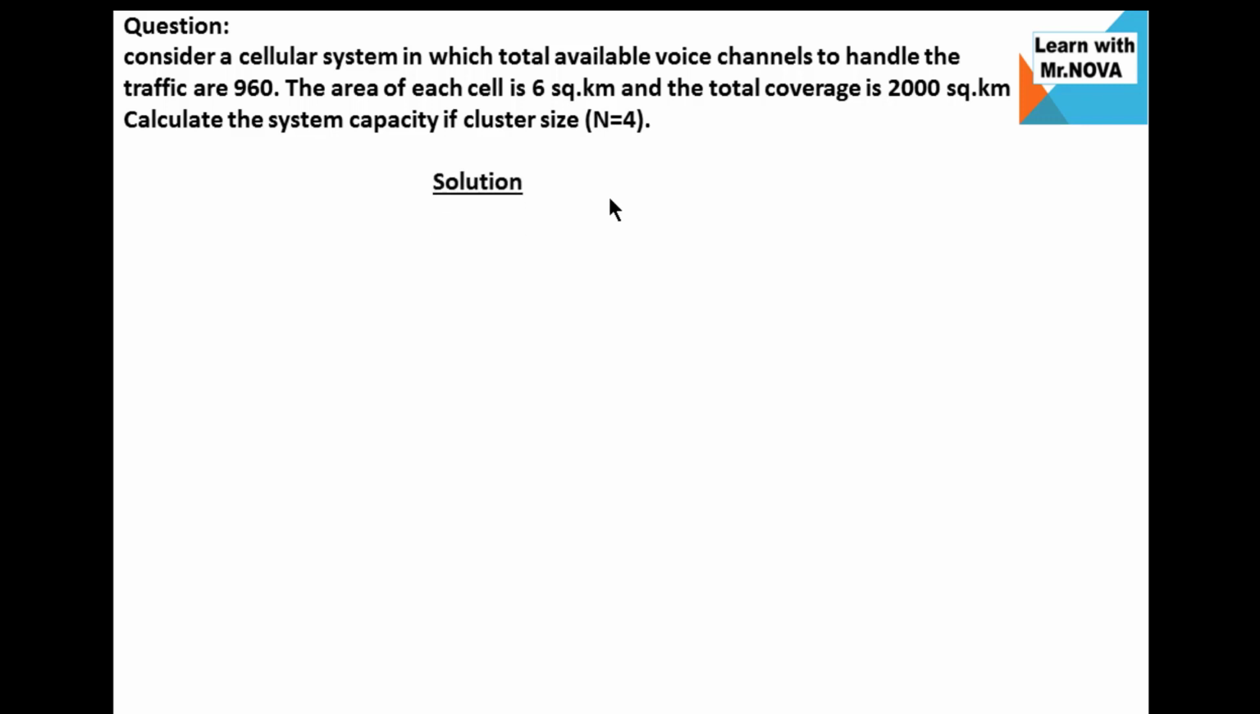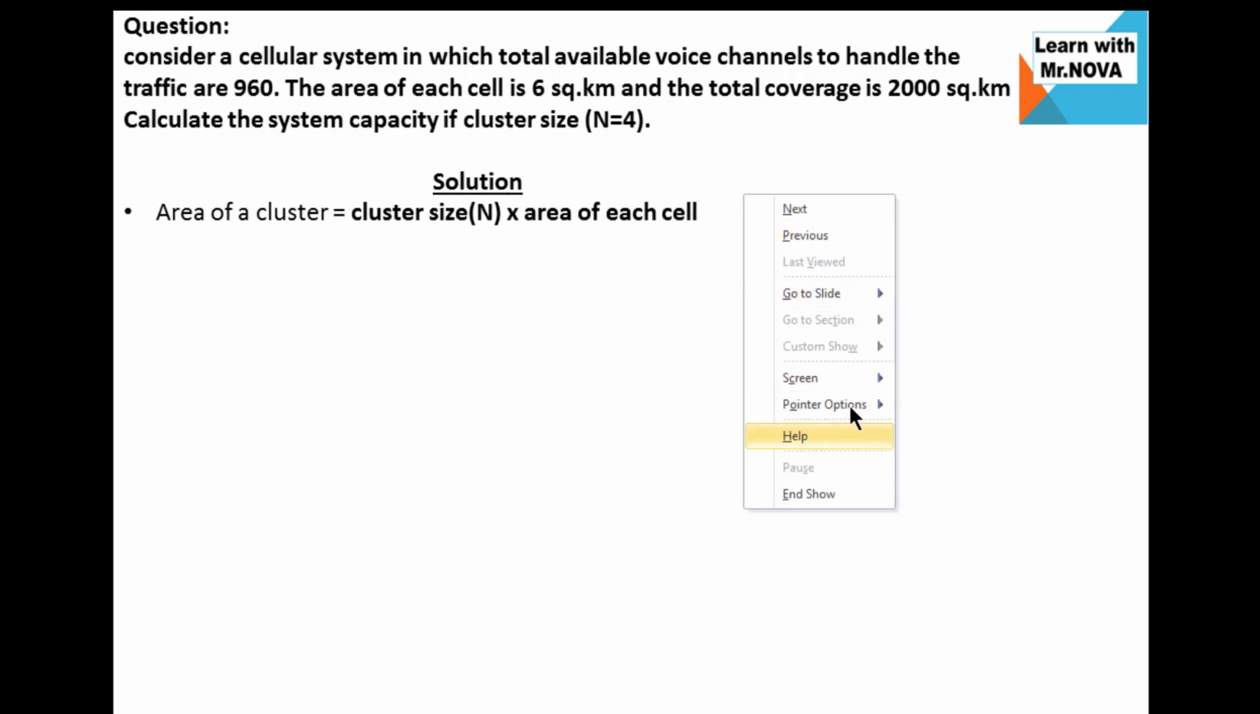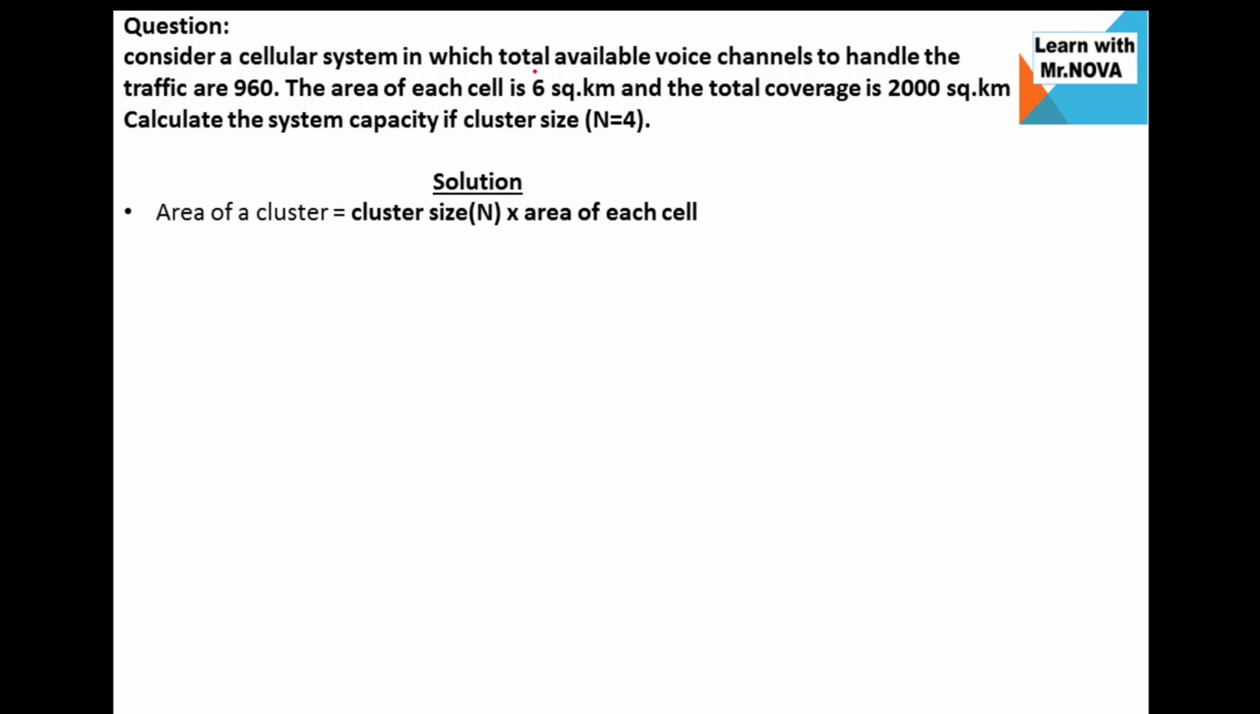Firstly, we have to calculate the area of each cluster. The area of each cluster is the cluster size, which is 4, multiplied by the area of each cell. The area of each cell is 6 kilometers square. So 4 times 6, you have 24 kilometers square. So that's the first step.